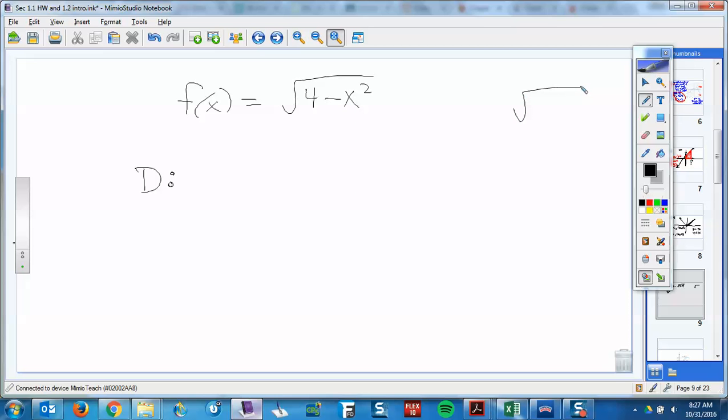What's an issue with square root? 0 would be okay. 4 minus 0 is 4. Square root of 4 is 2. Well, anything that adds up to 0 is okay. Square root of 0 is 0. Negative. Below 0, you can't have any negatives underneath it, right? So when would this be negative?